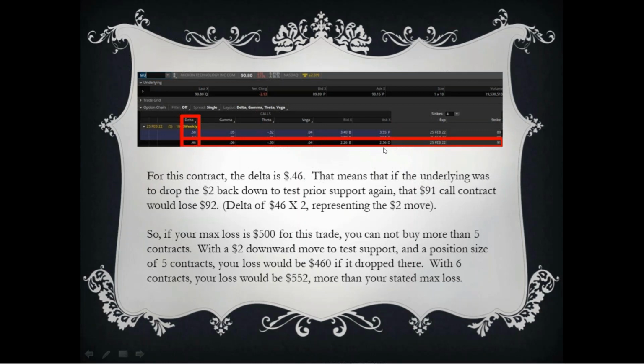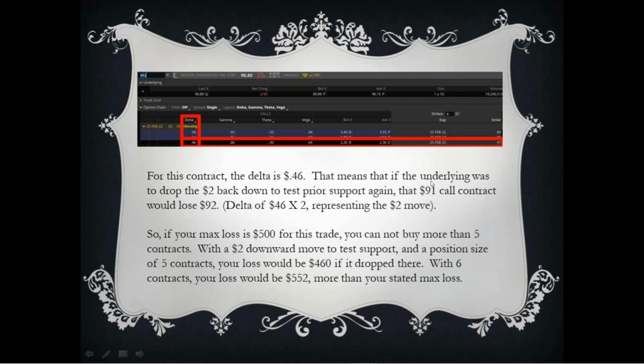So it's 236 now on Friday. Based on the delta, if MU drops $1, we would lose 46 cents. So this contract would be worth $1.90. Okay, that's what delta is basically referring to. If the underlying drops $1, the delta is how much this contract will lose. Or if the underlying goes up $1, the delta is how much this contract will gain.